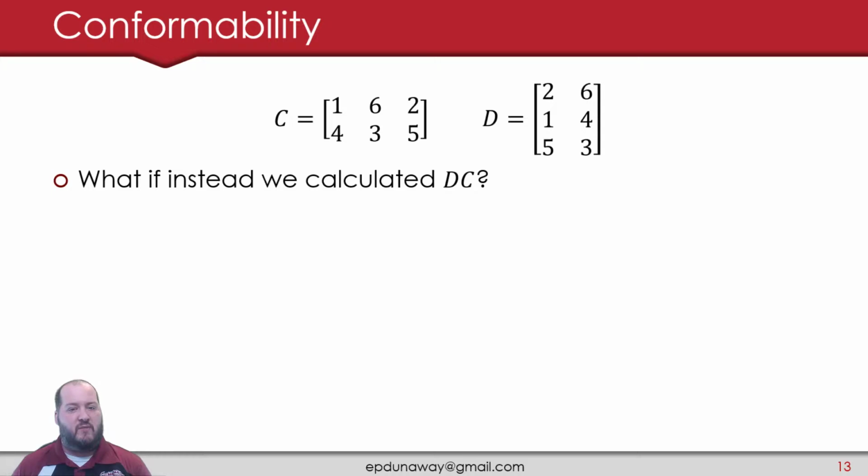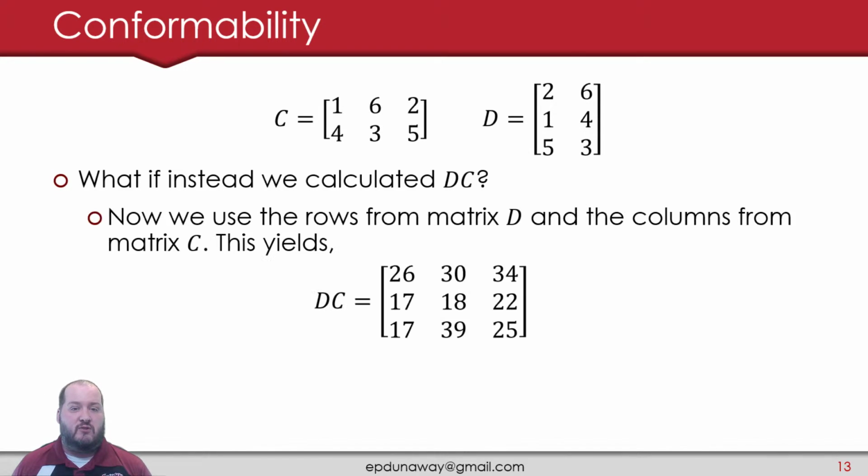So what if instead we calculated DC? Well, we can do the same thing. Now we just use the rows from matrix D and we use the columns from matrix C. And this is going to yield the following matrix right here. And again, feel free to practice this one. It's a good exercise in getting comfortable with multiplying matrices together. But we get 26, 30, 34, 17, 18, 22, 17, 39, and 25.